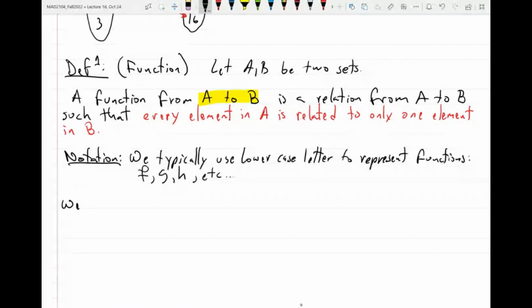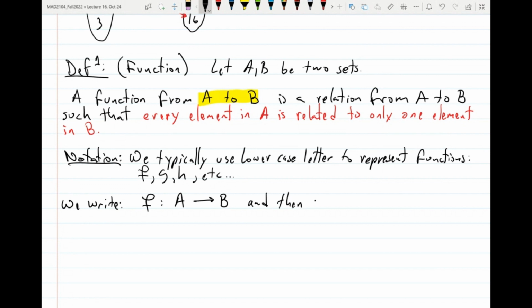Typically this is how we represent it. We write F, two dots, then we write A, an arrow, and B. Here you put the first set, which is your domain. Here you put your codomain. By looking at this notation, I'm implying that I'm writing a function from A to B. And then, of course, you need to tell me, so we write this, and then specify the rule.